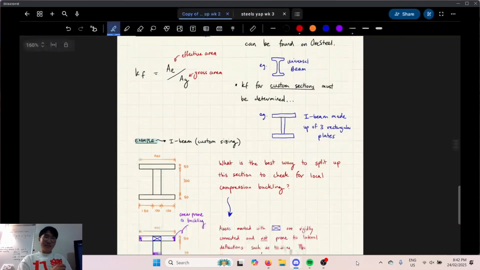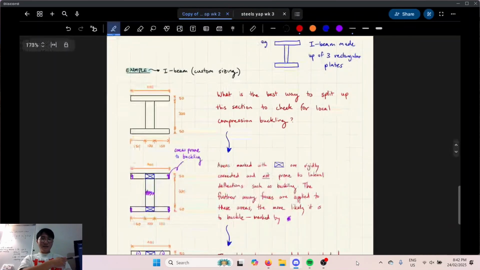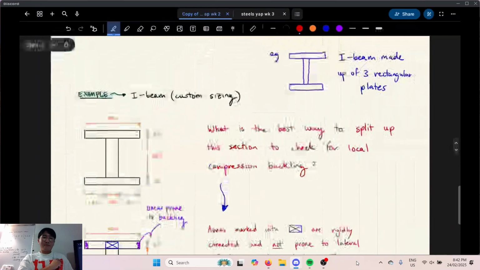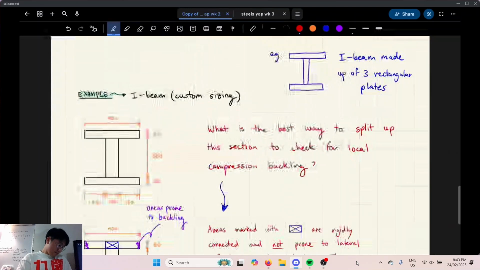Effective area is much more annoying to calculate, essentially. So here we have an I-beam, but we're going to custom size it for whatever reason, right? What's the best way to split up this section to check for local compression buckling, do you reckon? Three rectangles: two flanges and a web.